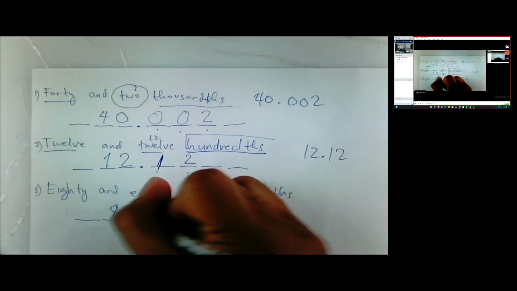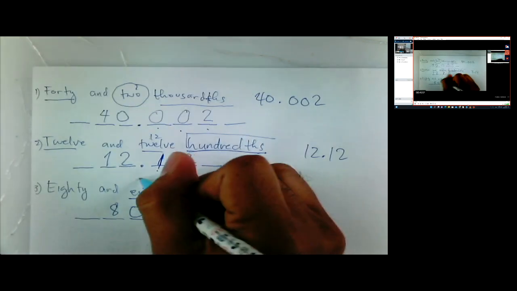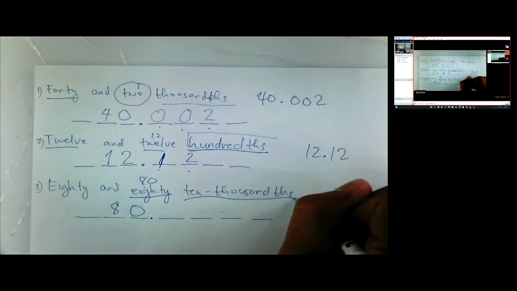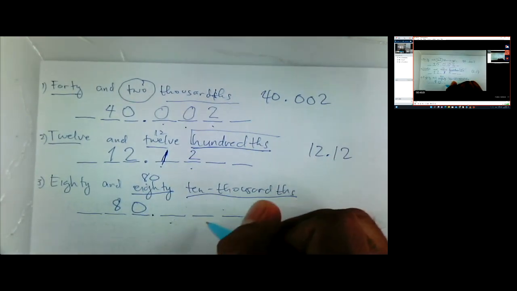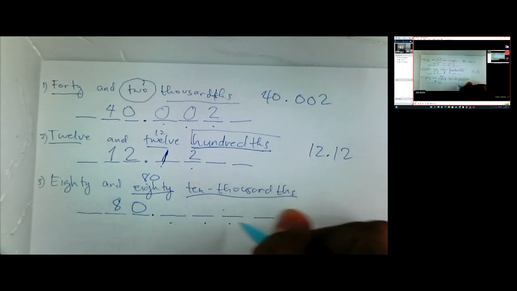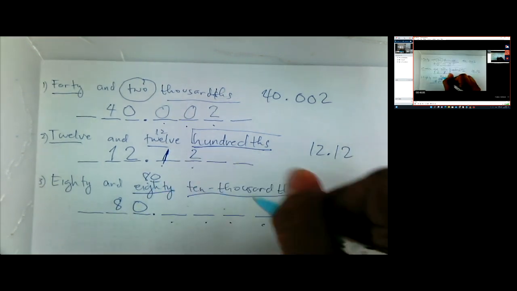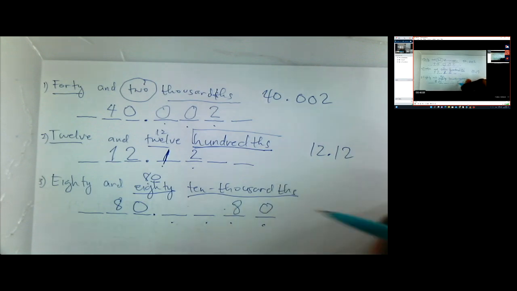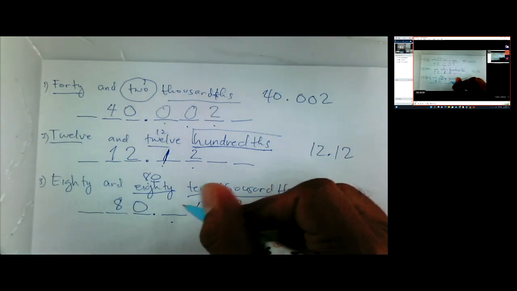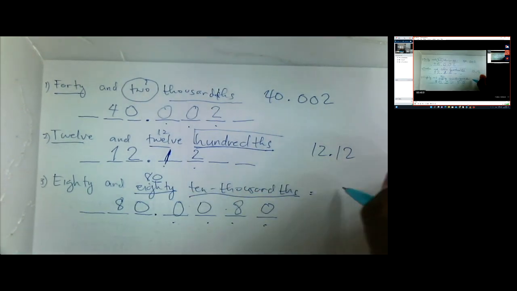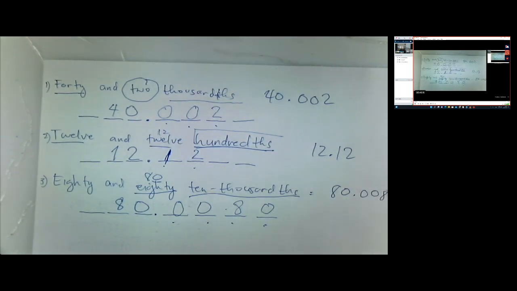Next, 80 and 80 ten thousandths. So this is 80. Now this is also 80. 10 thousandths. Tenths, hundredths, thousandths, ten thousandths, meaning that 0 should be here. 8 is here. And this is 0, 0. That is 80.0080. 80 and 80 ten thousandths.